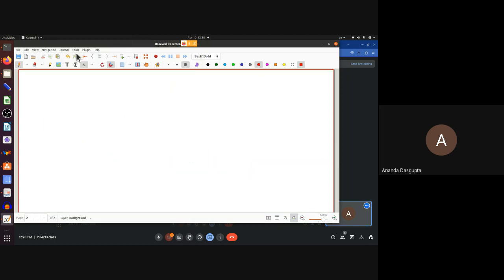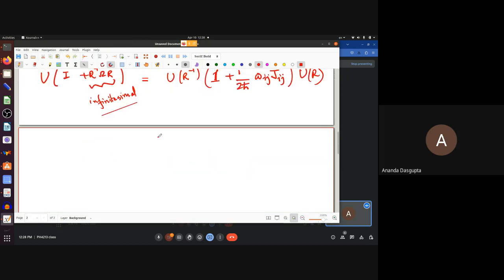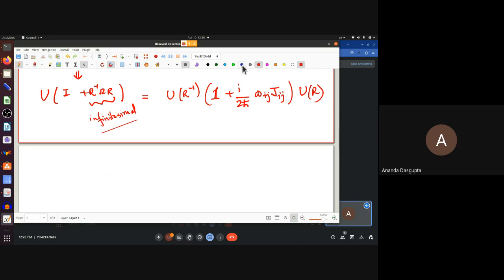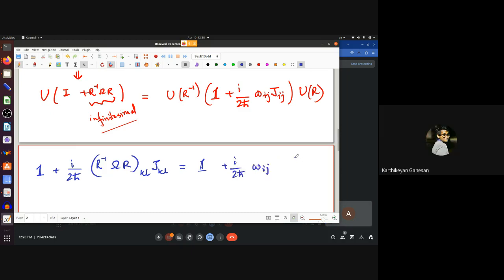Yes. So let's take a look at what this tells you. This tells you that this one is also an infinitesimal rotation. So this will be identity plus i by 2 h cross (R inverse omega R) kl times the element J_kl. And on this side, we have identity, which is U R inverse identity U R, plus i by 2 h cross omega_ij U R inverse J_ij U R. Is it the same J on the LHS?